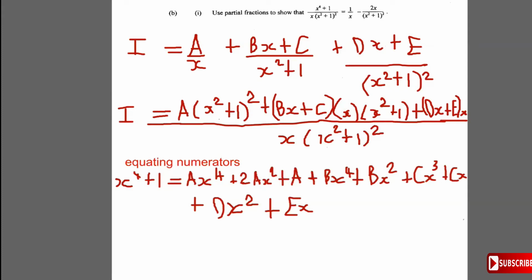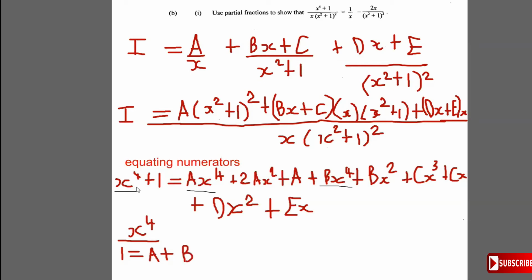What you're going to do now is equate coefficients of each of them. So equating coefficients of x to the 4, we see that we have x to the 4 here, ax to the 4, bx to the 4. So equating x to the 4 terms, we can see that the coefficient of x to the 4 is 1, which is equal to a plus b. So 1 is equal to a plus b.